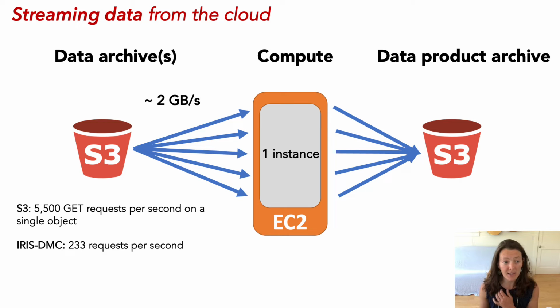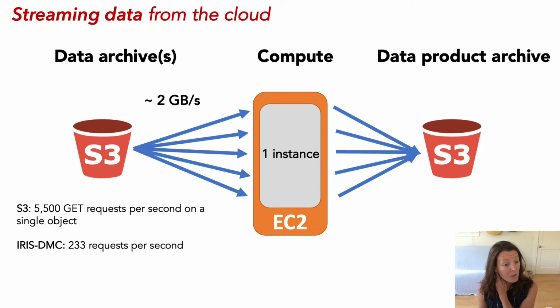Object stores are fantastic for scaling in requests. They can get really hammered with requests. An S3 object can get up to 5,000 requests per second on a single file or object. In my interpretation of the McCarthy paper, the IRIS DMC can handle 250 requests per second or so. Once we do this parallel download, we can compute and then dump our data products on the archive again.